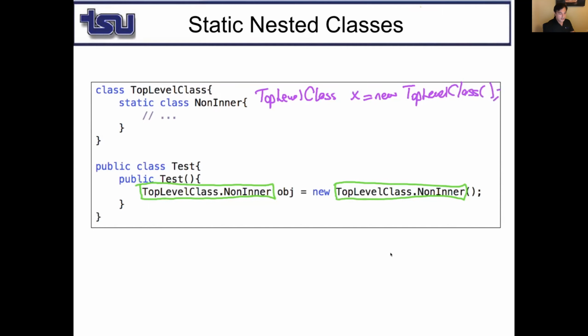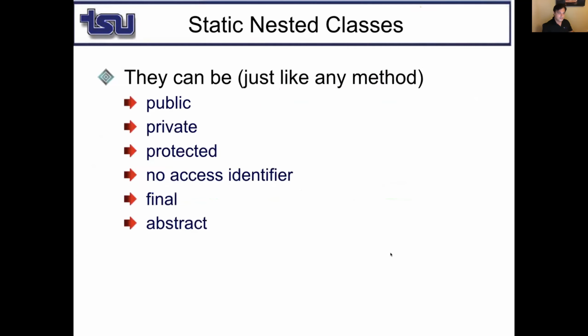But this is not what I'm trying to do. I'm trying to create an object of this class: top level class dot the name of the class. That's pretty simple. A static method can be public, private, protected, final, or abstract, right? Similar to that, a static nested class can be public, private, protected, final, or abstract, or have no access identifier.